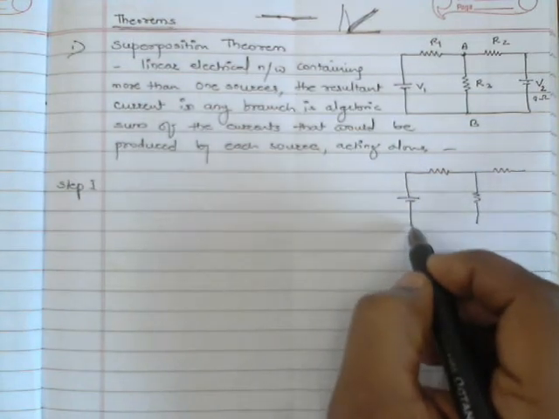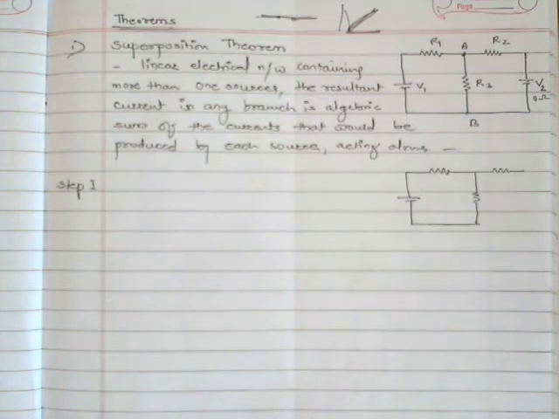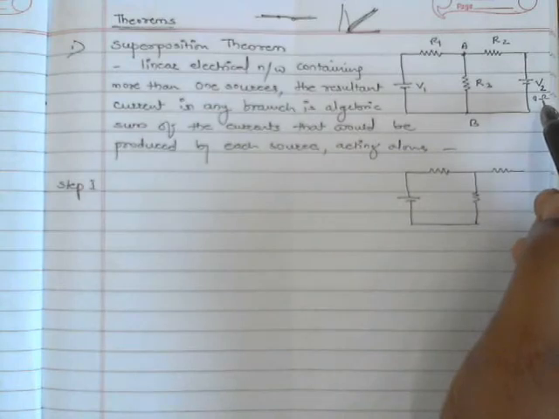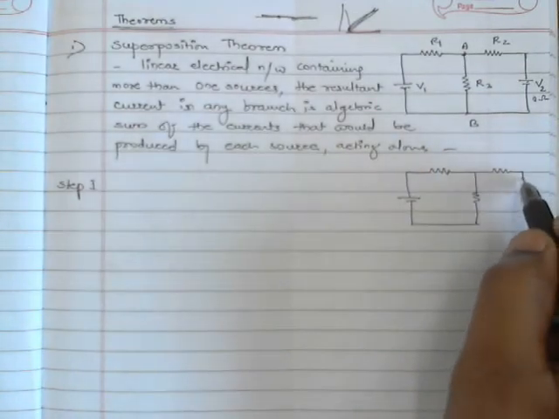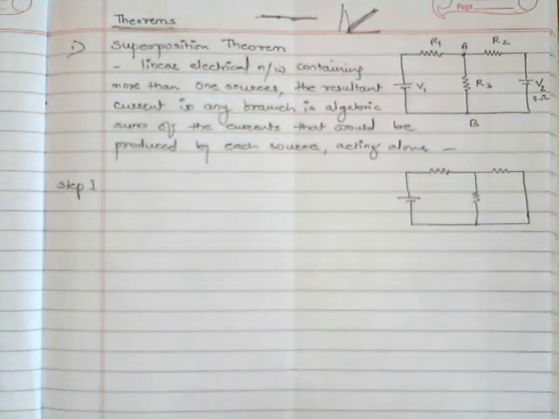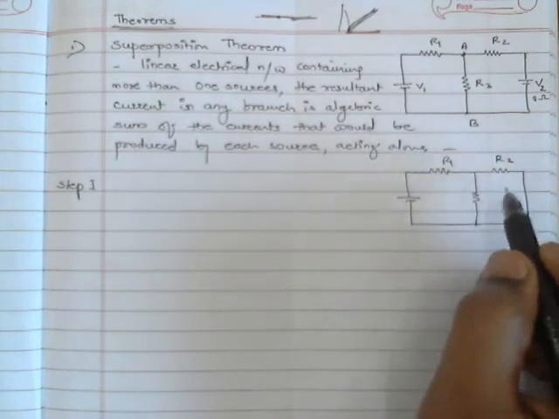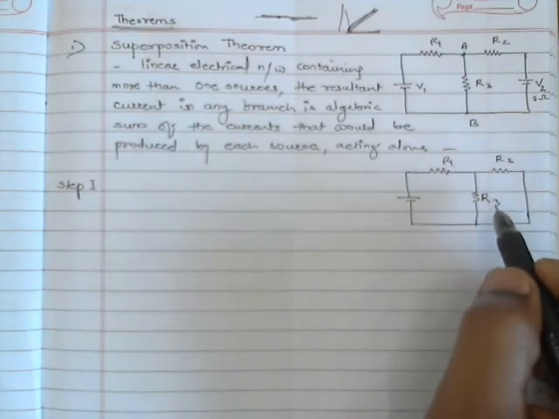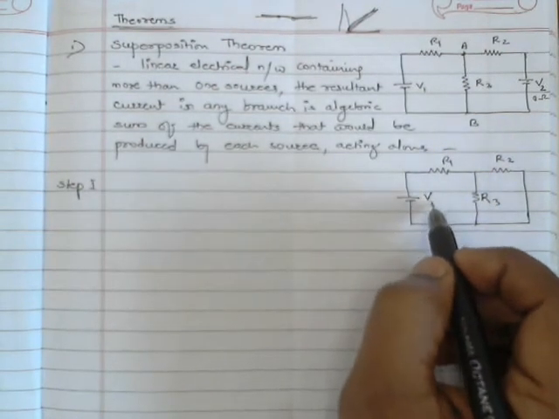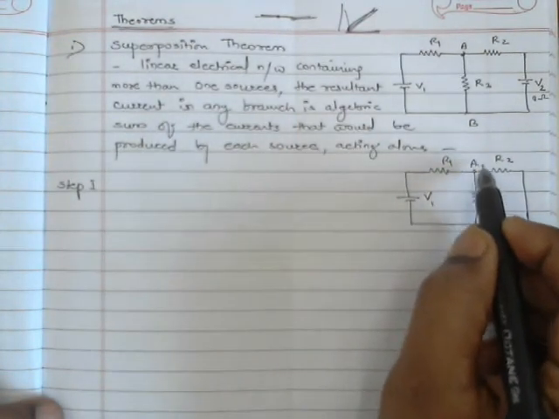Now, what to do with the other source? We have to replace it with its internal impedance. What is its internal impedance? It is not given, so it is 0, meaning a short circuit. Okay. Now this is R1, R2, R3, this is V1. Okay. So now find the current through this AB.